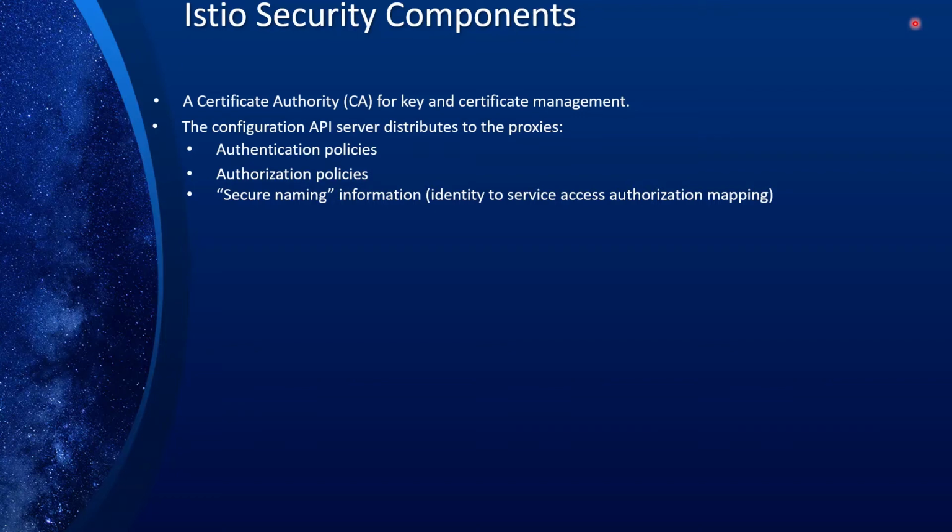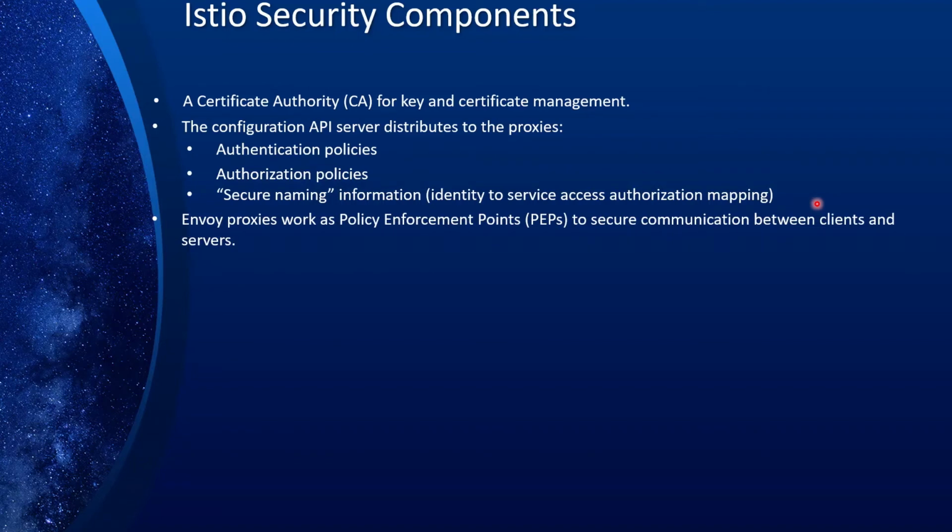Secure naming information, basically what it means is identity to service access authorization mapping. So every service that is deployed has an identity. And then this mapping ensures, through these policies, what service account each service is running as, and what it is allowed to do, to access what other services. So that's called secure naming in Istio jargon. Envoy proxies work as policy enforcement, as we mentioned before, and that is they implement the authentication and authorization policies that are enforced through the Envoy proxies. It also installs a set of extensions to Envoy proxy to manage telemetry and auditing information.